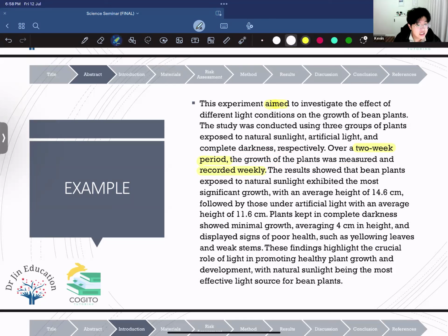The results showed that the bean plants exposed to natural sunlight exhibited the most significant growth with an average height of 14.6 centimeters, followed by those under artificial light, which had an average height of 11.6. Plants kept in the darkness showed minimal growth, averaging 4 centimeters in height, and displayed signs of poor health, such as yellowing leaves and weak stems. These findings highlight the crucial role of light in promoting healthy plant growth and development, with natural sunlight being the most effective light source for bean plants.